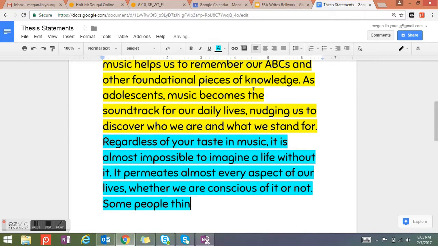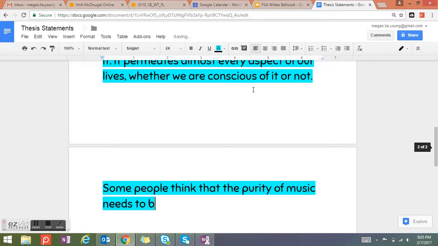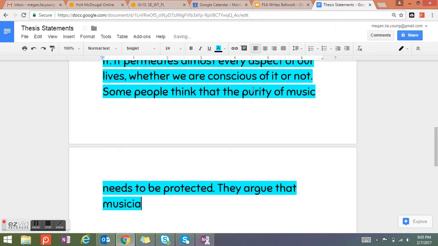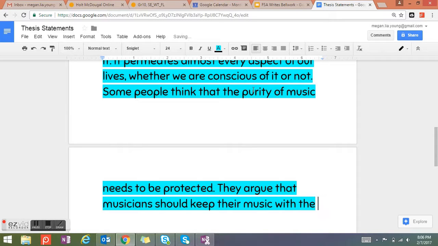Some people, this is a good phrase to remember for the day of the FSA writing test. That's a great way to start your introduction of your problem. Some people think that the purity of music needs to be protected. So I'm showing what the other side thinks. They argue that musicians should keep their music with the fans and out of advertisements.